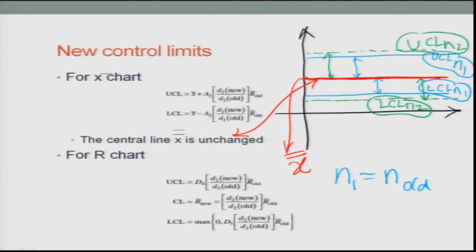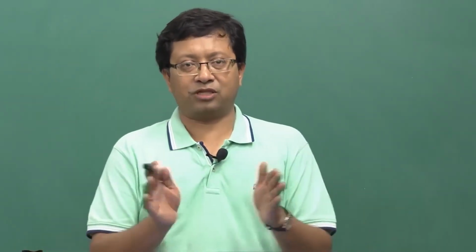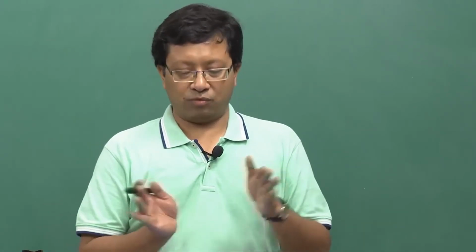So obviously, another fact: you may be thinking why I have drawn the green line, which is the UCL N2 and LCL N2, above UCL N1 and below LCL N1 respectively. That would depend on the ratio. So say for example, if D2 new by D2 old is greater than 1 or less than 1, obviously the limits for UCL and LCL would be accordingly done.